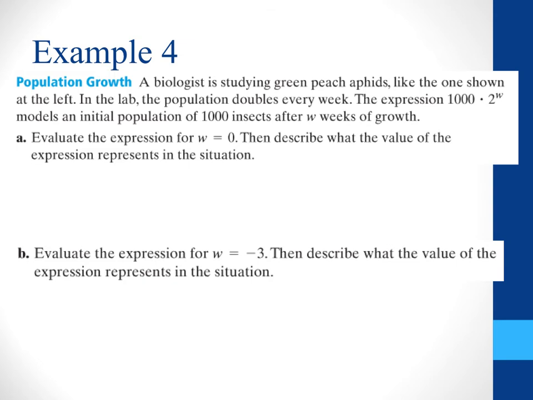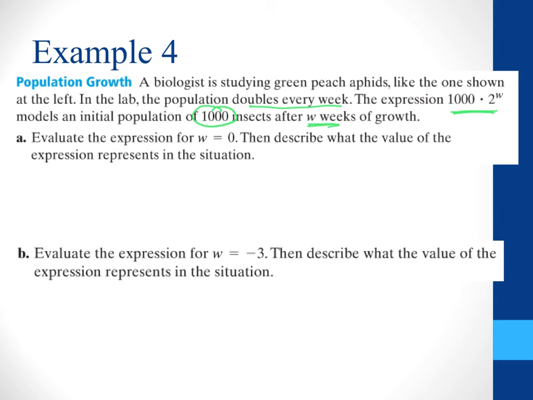For example 4, it says a biologist is studying green peach aphids, like the one shown on the left, which I did leave the picture of, I apologize. In the lab, the population doubles every week, and it gives us the expression of 1,000 times 2 to the power of W. This models the initial population, which is 1,000 insects, after W weeks of growth. We want to evaluate the expression for W equals 0 and tell what the value of the expression represents.